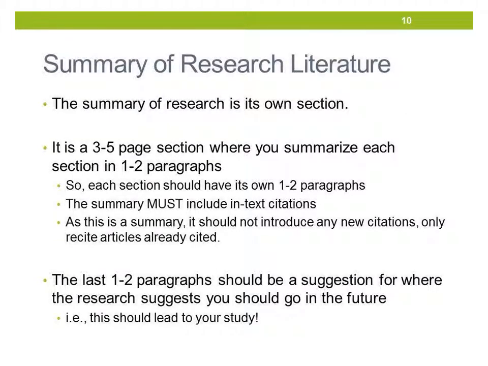Then your last section is called the Summary Research Literature section. It is its own section, but it's not considered a content section. It's approximately 3 to 5 pages, and that's if you're using Courier New. If you use Times New Roman or Arial, it's going to be a little shorter. Here's where you're going to summarize every prior section, so all of your content sections, including your measurement section, in 1 to 2 paragraphs each. So each section should have its own 1 to 2 paragraphs.